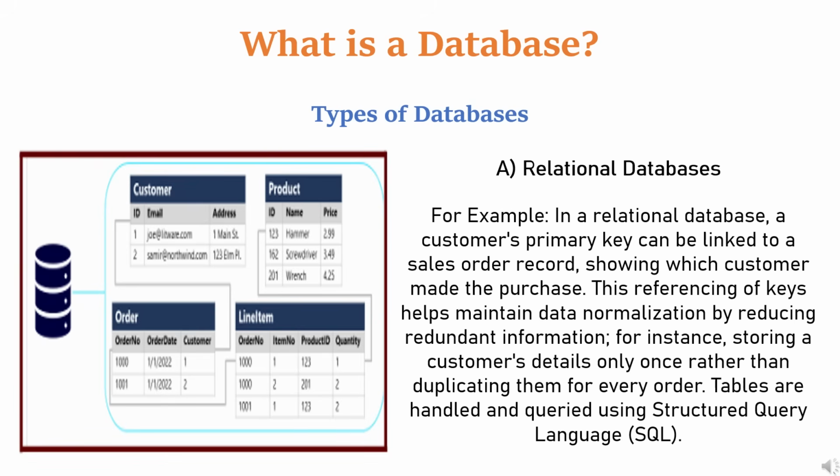For example, in a relational database, a customer's primary key can be linked to a sales order record, showing which customer made the purchase. This referencing of keys helps maintain data normalization by reducing redundant information. For instance, storing a customer's details only once rather than duplicating them for every order. Tables are handled and queried using structured query language.